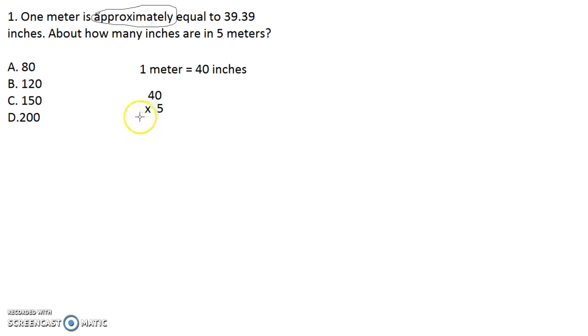And then it just becomes something we're used to doing, right? Let me actually move this over because I also want to make sure my stuff is aligned. There we go. 5 times 0 is what? Hopefully you guys said 0. And then 5 times 4 is 20. And there you go. 200 is our answer for question number 1.